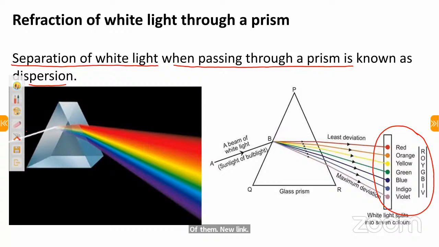Dispersion. Rainbow occurs due to refraction and dispersion of light.